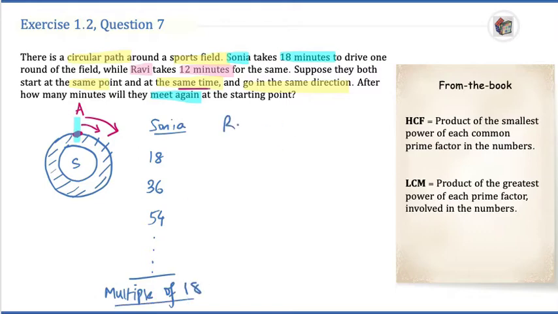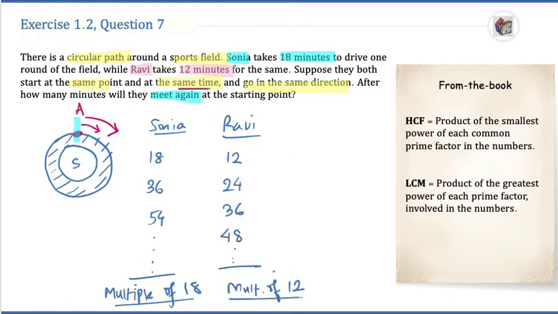Similarly, when you work for Ravi, you will notice a similar pattern. So he takes 12 minutes, right? So the first time he'll come back will be after 12 minutes. The next time he'll come back will be another 12 minutes. So in 24 minutes, then another 12, 36, another 12, 48, and so on. So you notice that these numbers are all multiples of 12.